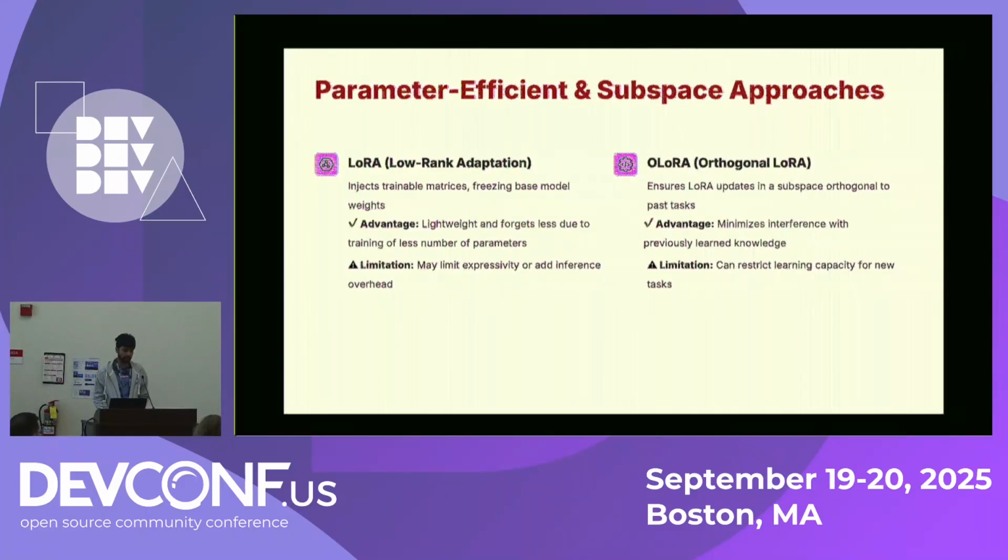Then the second bucket is parameter efficient and subspace approaches. Here the advantage is, again, it's lightweight and you only fine tune a subset of the parameters, so it forgets less. But the limitation is that it limits expressivity. A variation of LoRA, which is the current state of the art, called orthogonal LoRA, ensures the LoRA updates are in a subspace that's orthogonal to the previous task. This minimizes interference between the task-specific LoRA adapters, but the limitation is, again, it restricts learning capacity.